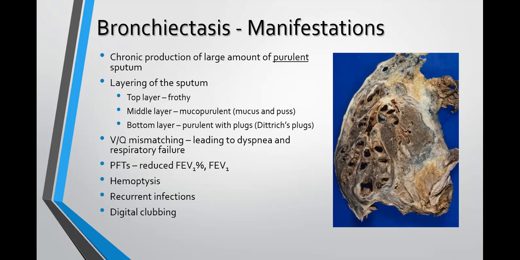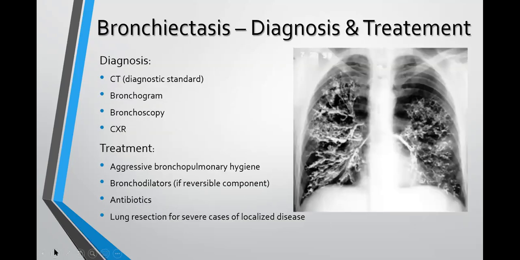It also manifests with VQ mismatches, hemoptysis, reoccurring infections, and digital clubbing. Digital clubbing is a phenomenon that many people don't know of, but the fingertips look like drumsticks. You have a regular fingertip, and at the end, the nail is fat. It's like little drumsticks, right? That's called digital clubbing. That's a telltale sign of COPD, especially bronchiectasis, okay?